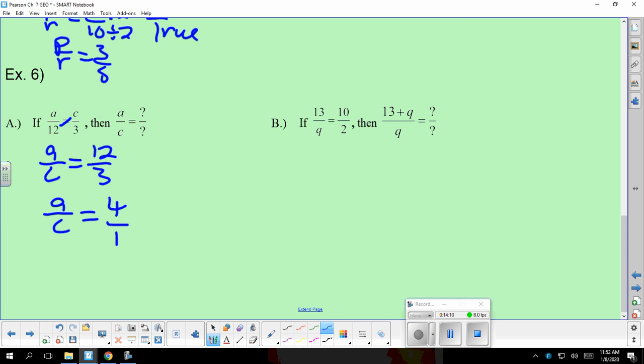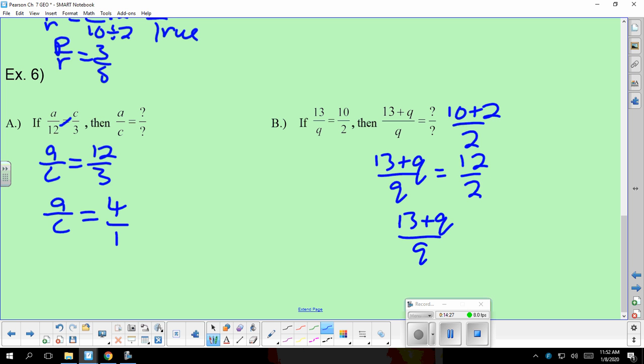Next one. Add Q to this. So what I'm going to do to this is n plus 2 over 2. So it's 13 plus Q over Q. 12 over 2. Or 13 plus Q over Q. Or 6 or 16. Right, so when we're adding the denominator, we add that denominator, the second one.